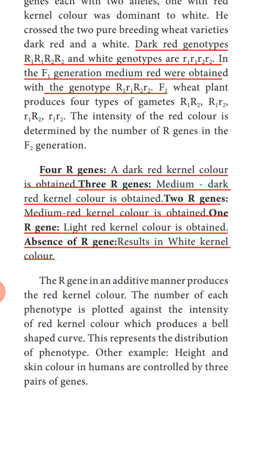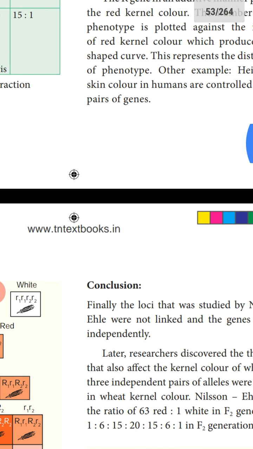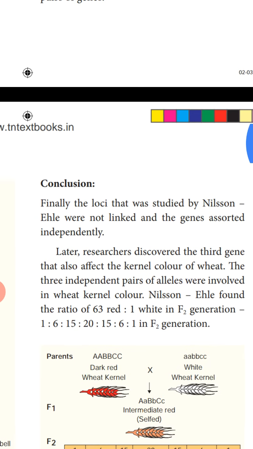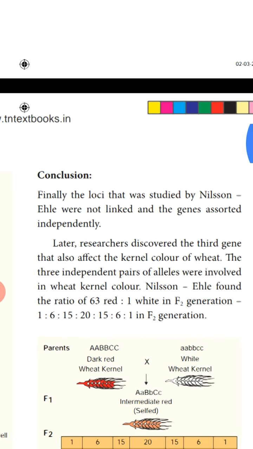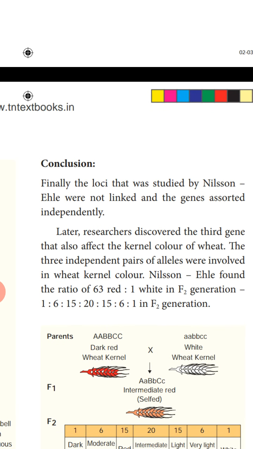The number of each phenotype, plotted against red kernel color, produces a bell-shaped curve. So from this cross, we conclude that the loci studied by Nilsson-Ehle are not linked and the genes sort independently. So here they concluded that these genes are not linked together. So they sort independently. As a result, we obtain different kernel colors.